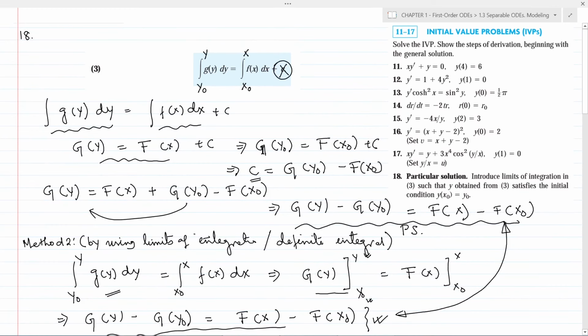Only one thing to remember here, put the initial value condition in these places and x and y in these places. Here we put y naught to y on the left hand side because the left hand side had y variables in it, and x naught to x on the right hand side because the right hand side only had x variables in it.